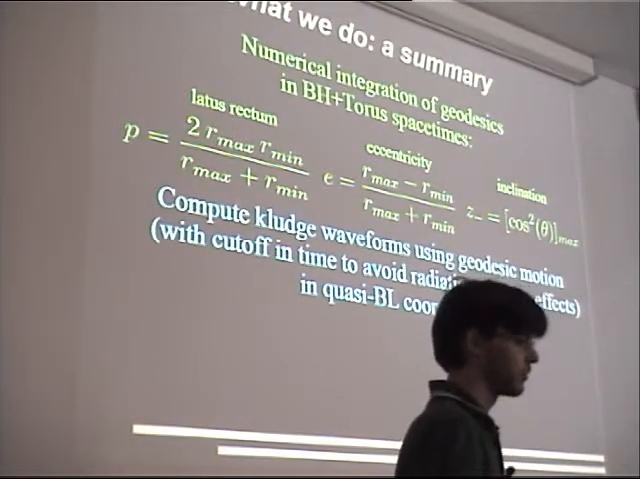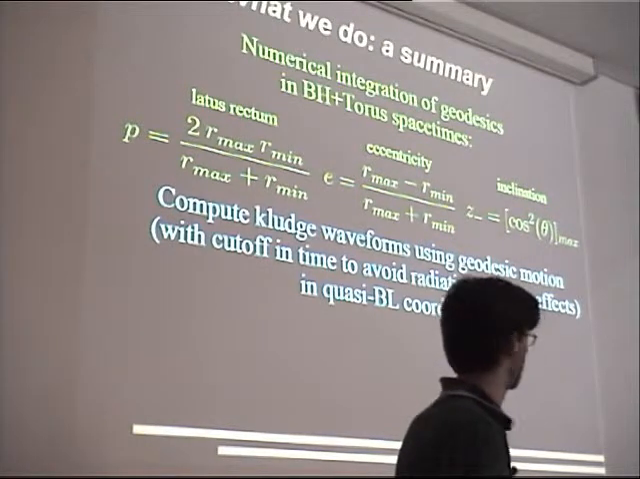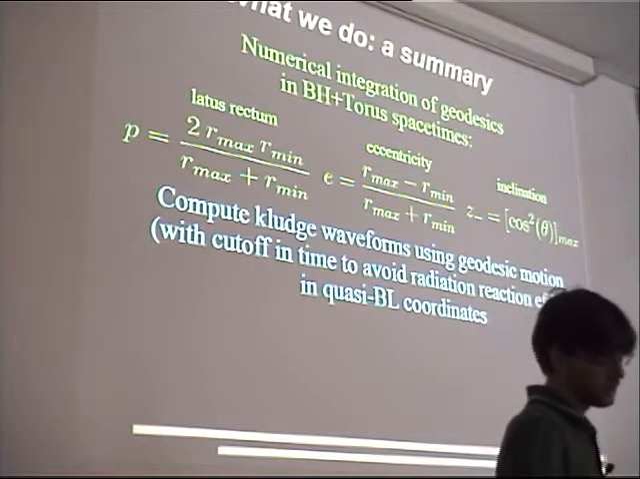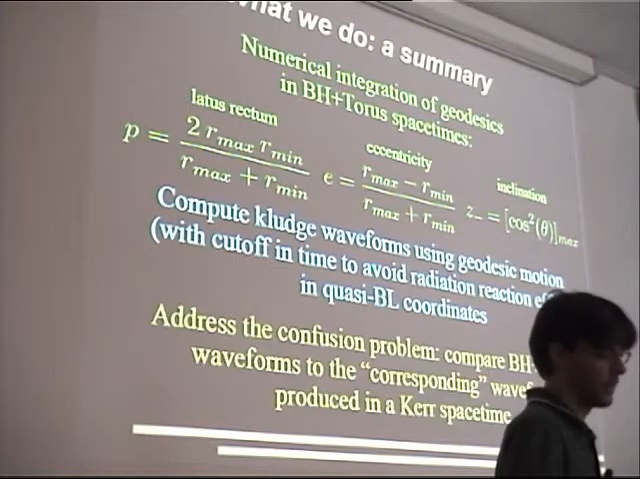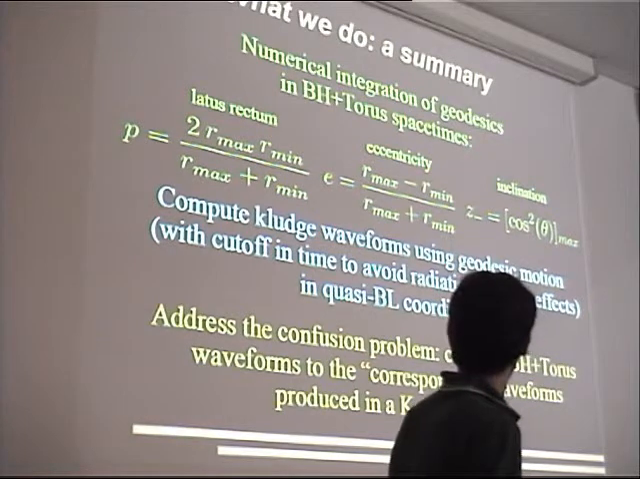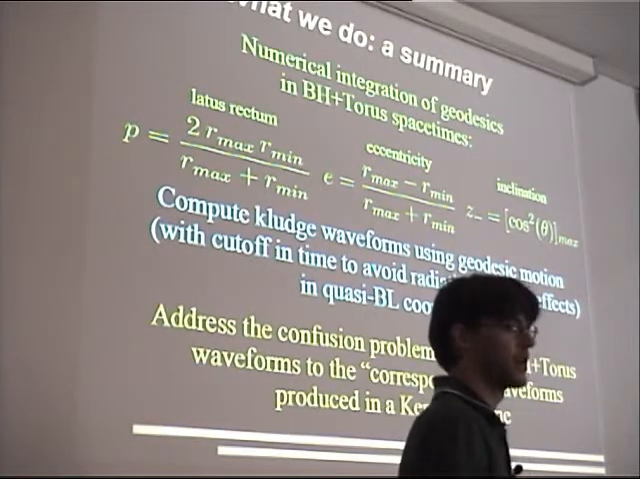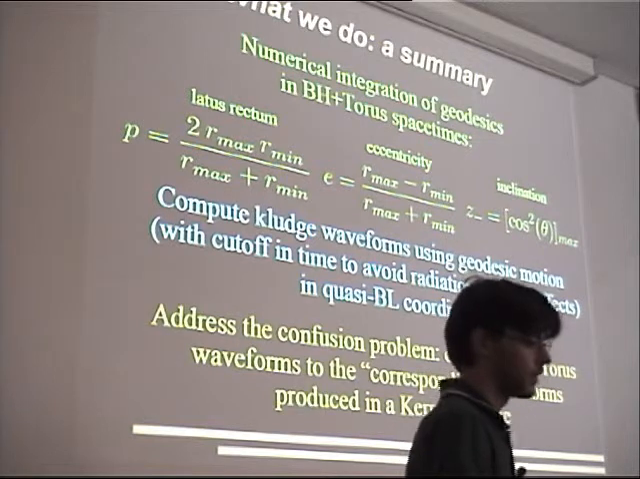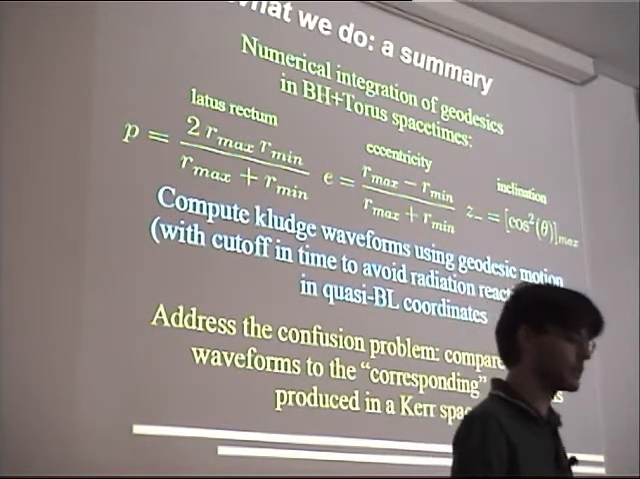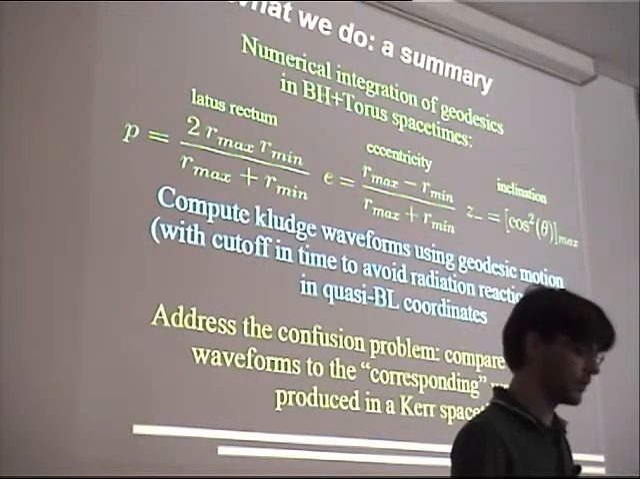We transform to quasi-Boyer-Lindquist coordinates, because kludge waveforms have been computed in Boyer-Lindquist coordinates. And we put a cutoff at the dephasing time in order to handle radiation reaction effects. And then we address the confusion problem. That is, we compare waveforms in black hole plus torus spacetimes to their closest equivalent in Kerr spacetimes. I will explain now what closest equivalent means.